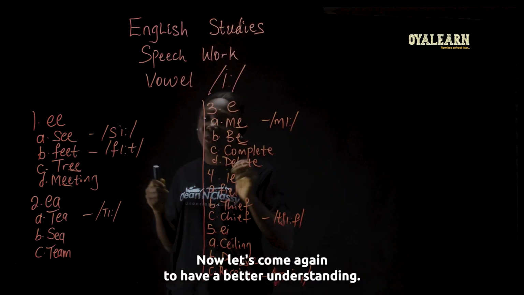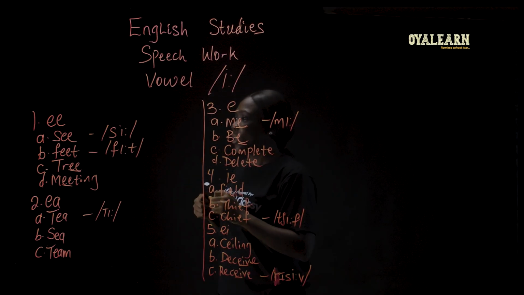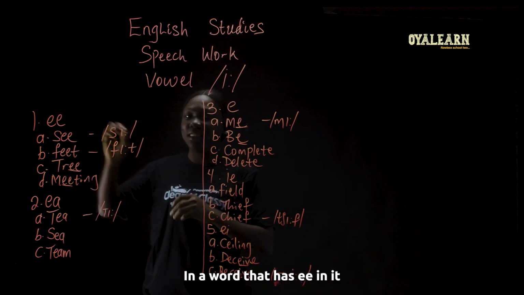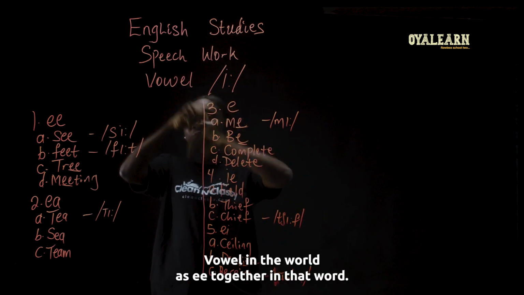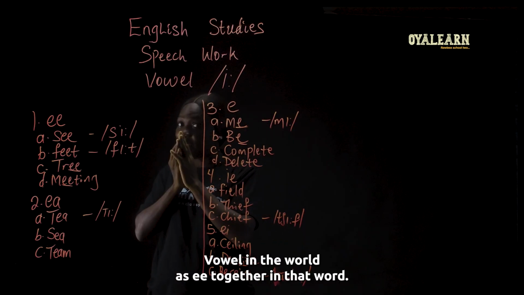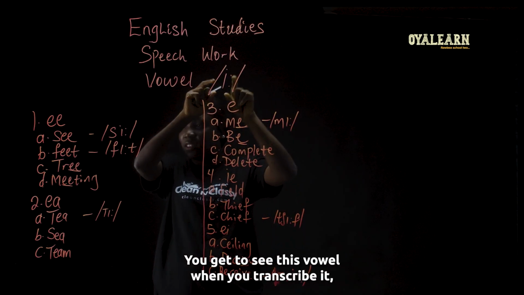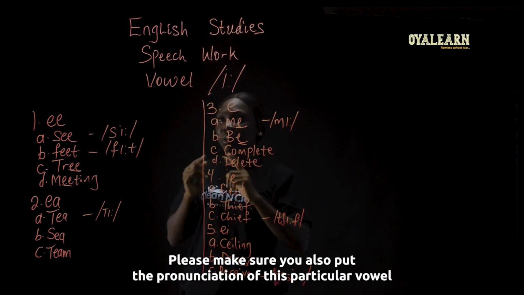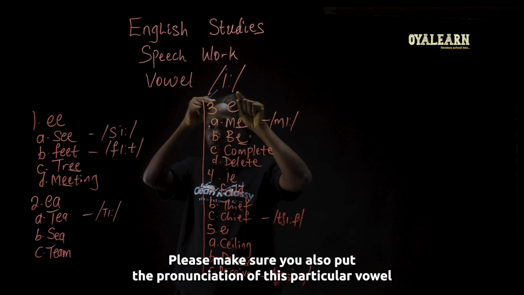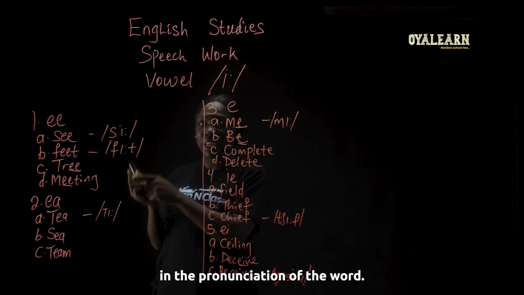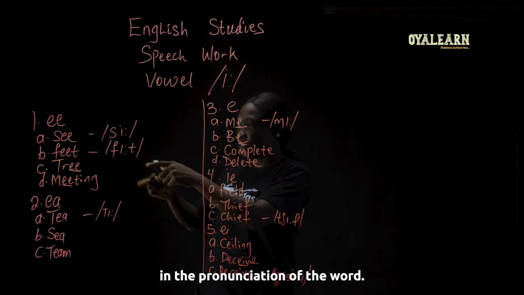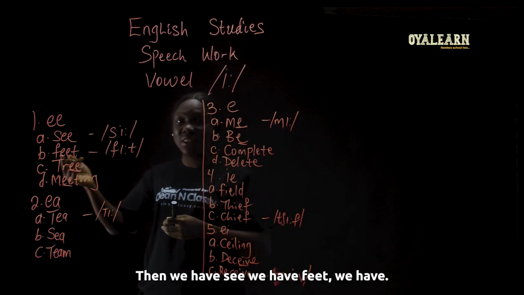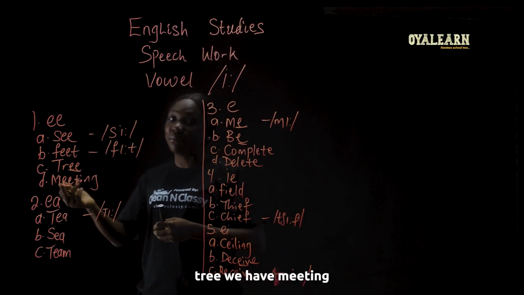Now let's come again to have a better understanding. This is the first example. In a word that has EE together, you get to see this vowel when you transcribe it. Also, when you're pronouncing it, please make sure you put the pronunciation of this particular vowel in the pronunciation of the word. All right, now look at this. We have feet, tree, meeting.